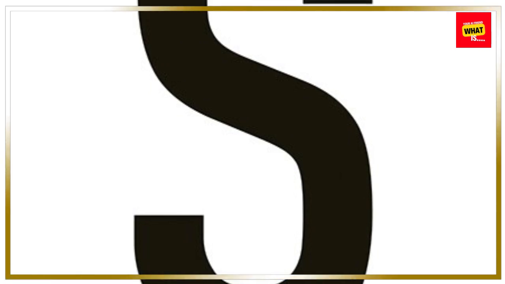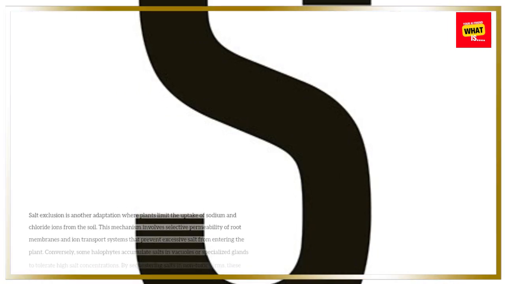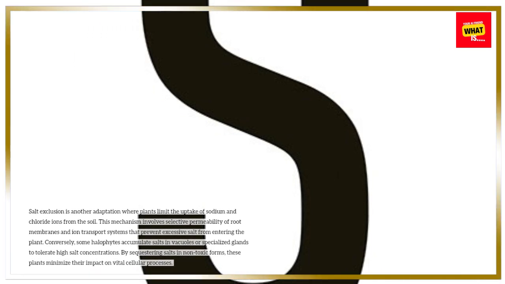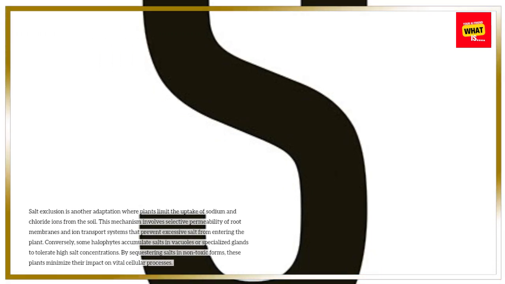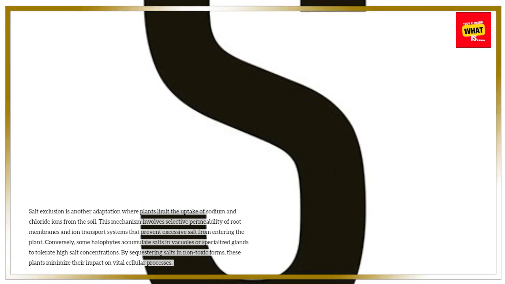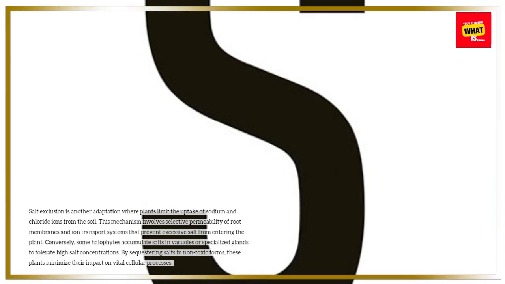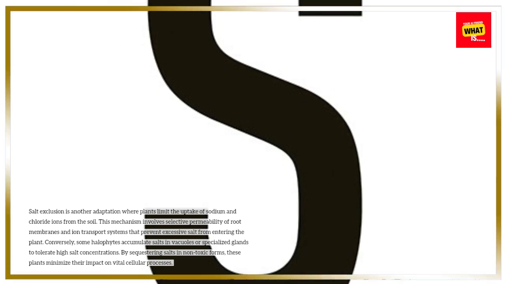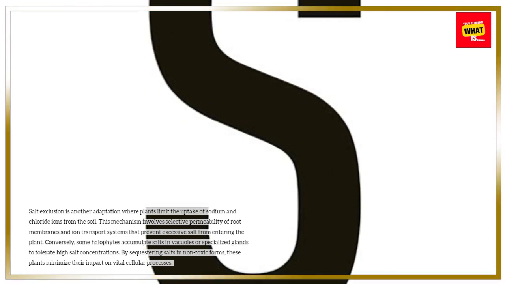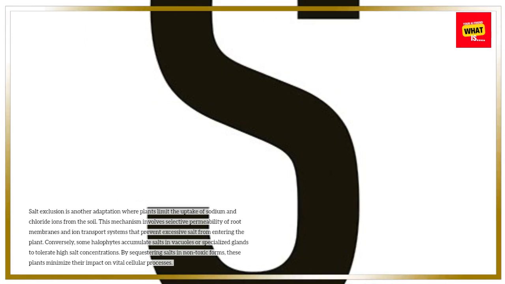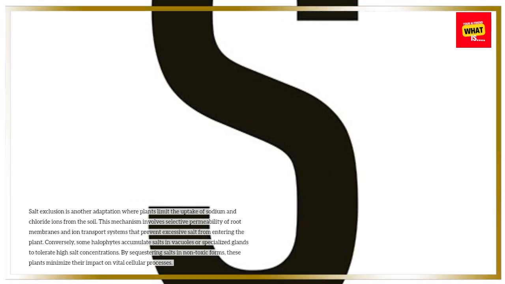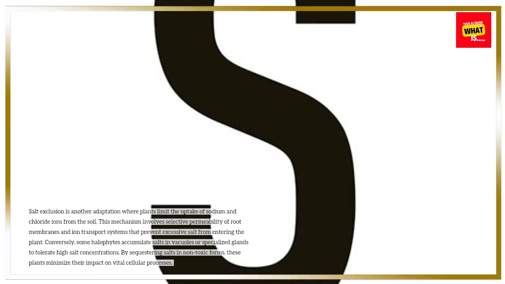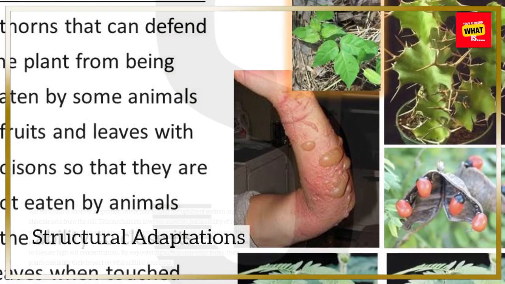Salt exclusion and accumulation. Salt exclusion is another adaptation where plants limit the uptake of sodium and chloride ions from the soil. This mechanism involves selective permeability of root membranes and ion transport systems that prevent excessive salt from entering the plant. Conversely, some halophytes accumulate salts in vacuoles or specialized glands to tolerate high salt concentrations. By sequestering salts in non-toxic forms, these plants minimize their impact on vital cellular processes.